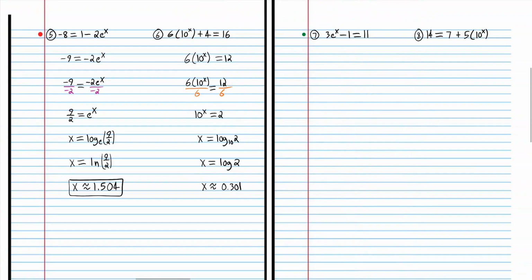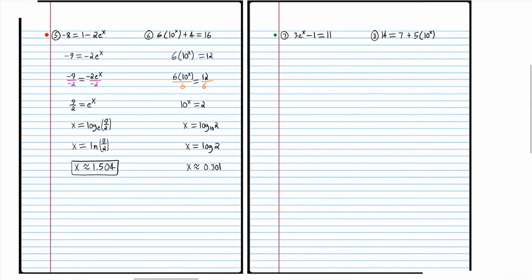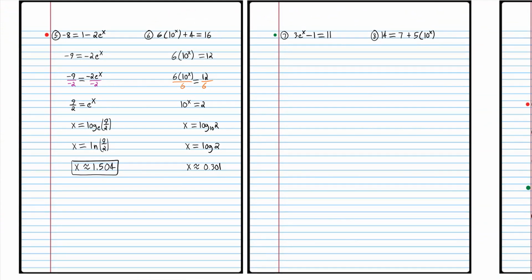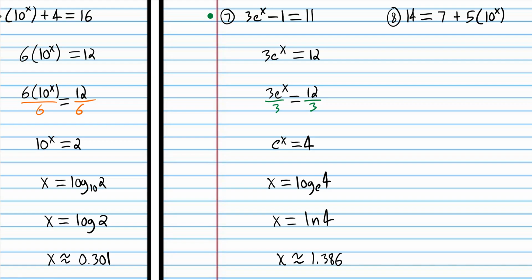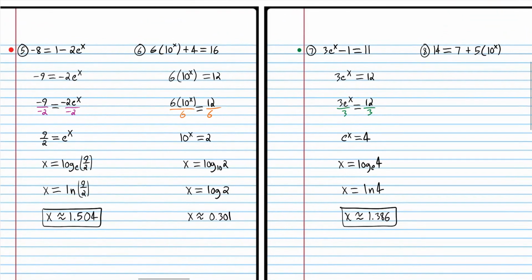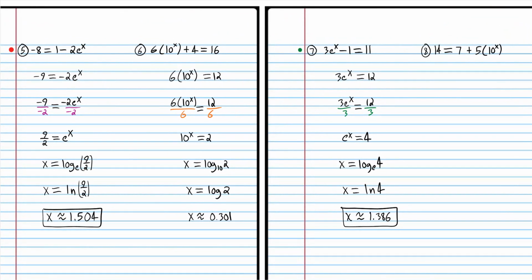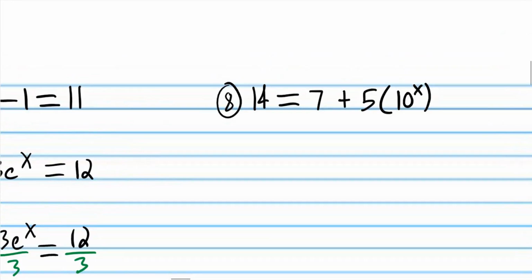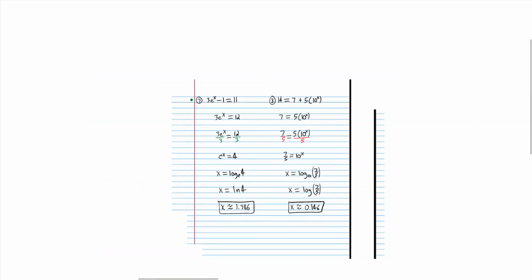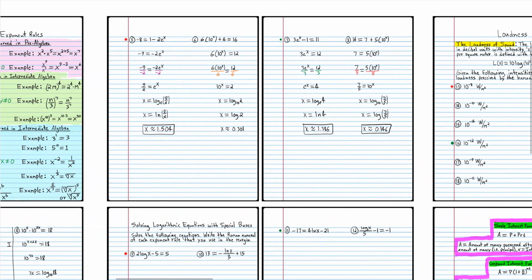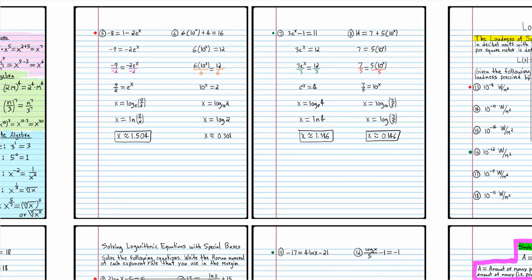Okay, so I want you to try number 7. When you come back, we'll do it together. Okay, we're back. Again, we're rounding to the nearest thousandth place, so if you got that right, excellent. Try number 8. When you come back, we'll do it together. Okay, we're back. There you go. So if you got that right, excellent.